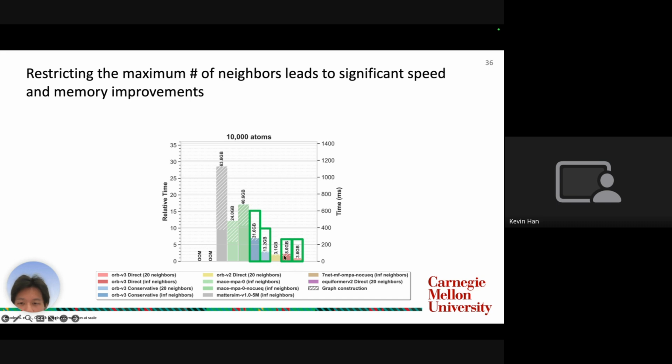The other pair I want to highlight is the Orb v3 direct model with infinite neighbors compared to the Orb v3 direct model with 20 neighbors, and we see these same patterns.